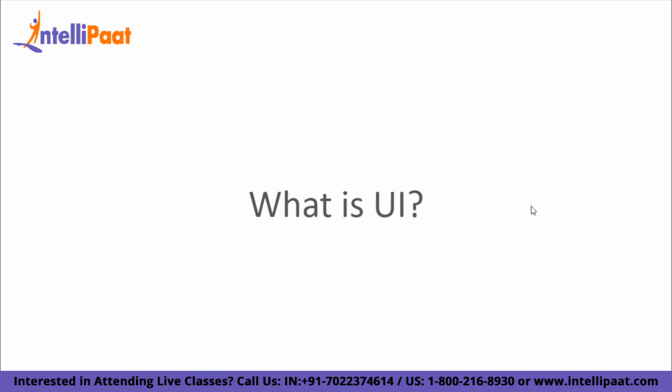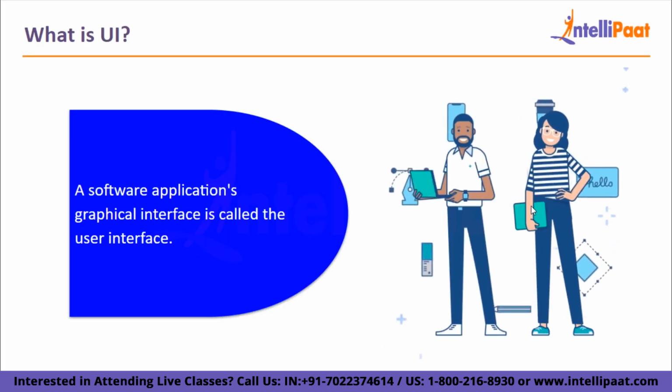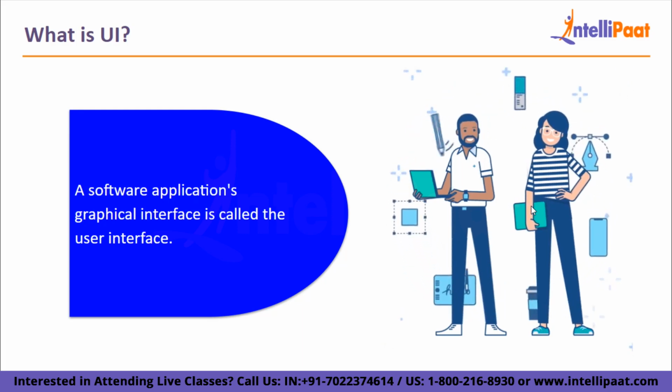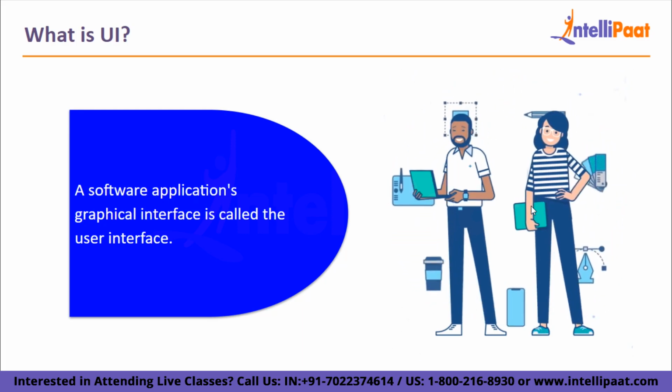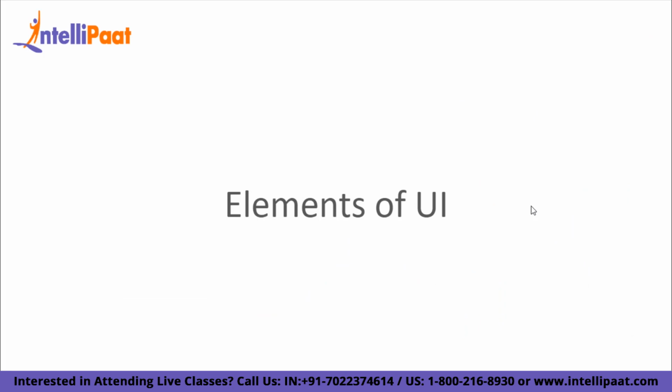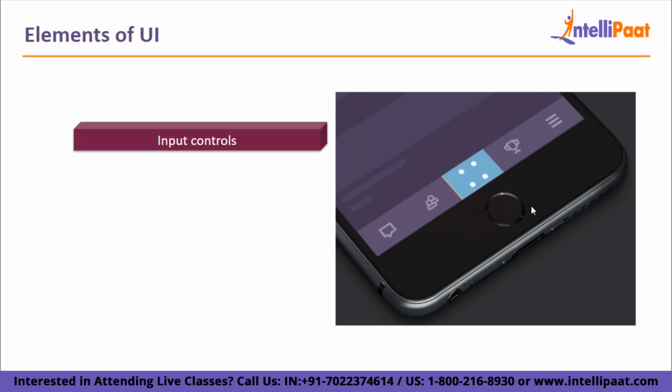Let us understand what exactly UI is. UI stands for User Interface. A software application's graphical interface is called the user interface. UI designers choose the look of the application or website. It consists of all the elements that users interact with, such as input controls. What are input controls? Input controls are a group of user interface components that let users enter data so that your website or app may respond appropriately and swiftly to their demands. This category includes a number of fundamental user interface elements, including buttons, text fields, pictures, checkboxes, radio buttons, and drop-down menus.